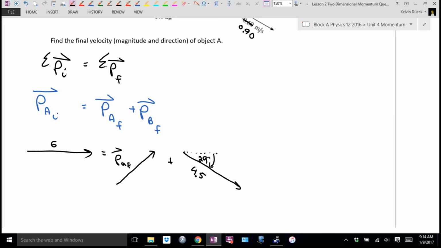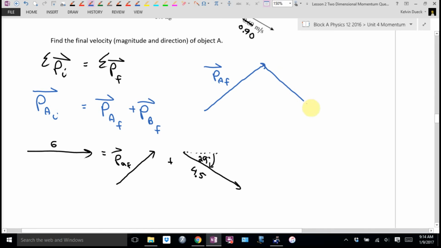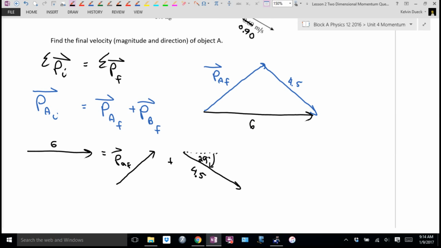Draw them. I'm going to draw that up here. So I'm going to get this. Mystery momentum A final, I don't know. But here's the important thing: when I draw momentum B, I know what they added to. They added to momentum A, that's 6. Which means I'm going to stop drawing momentum B right about there. There's where I'm going to put the 4.5, and that allows me to say, there's the 6. You okay with that?